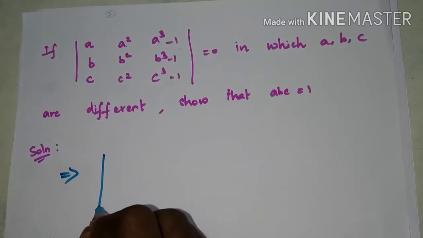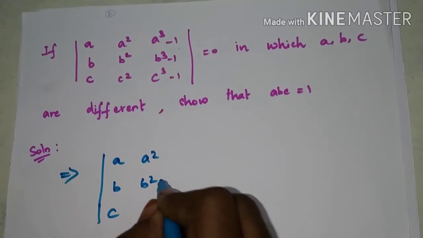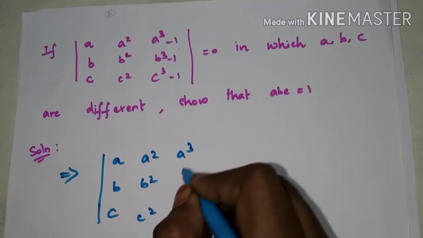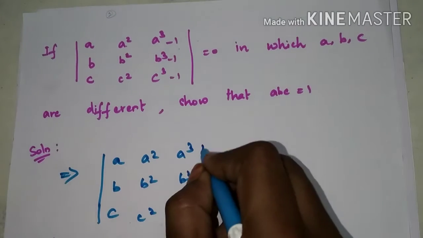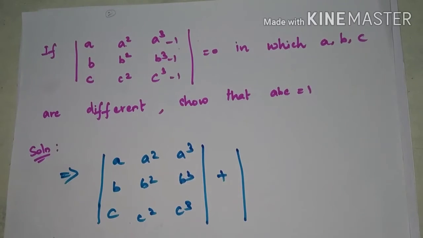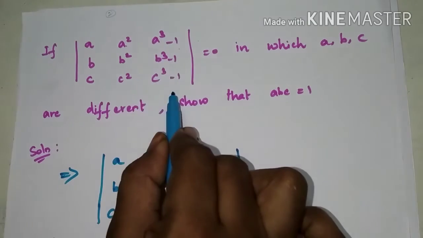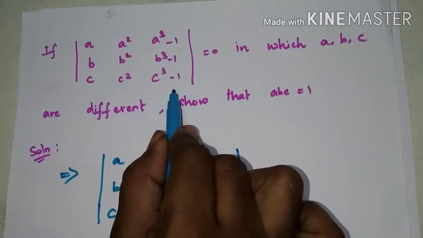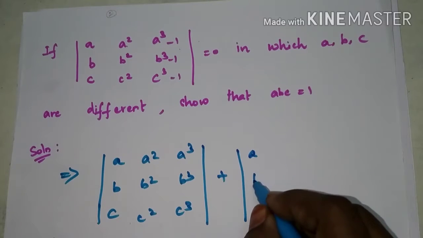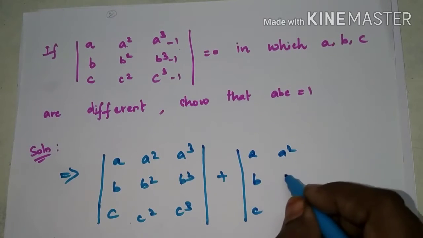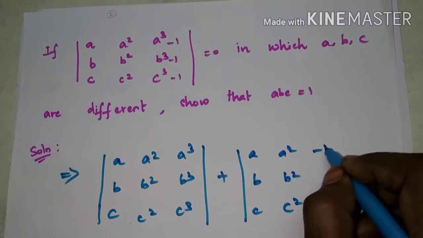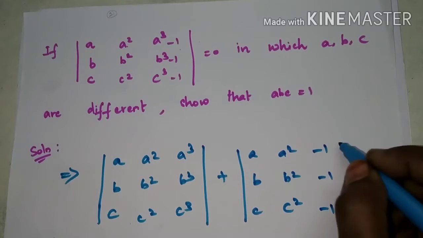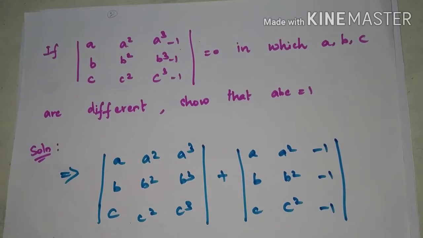we can split the determinant as a, b, c, a square, b square, c square, a cube, b cube, c cube, plus we are separating this m term as a sum of these m terms, right? We'll get a, b, c, a square, b square, c square, minus 1, and minus 1, right?